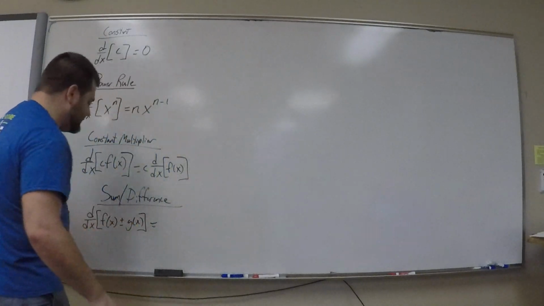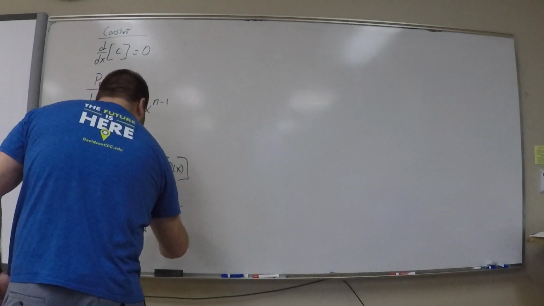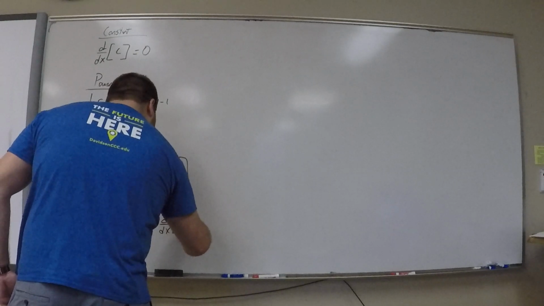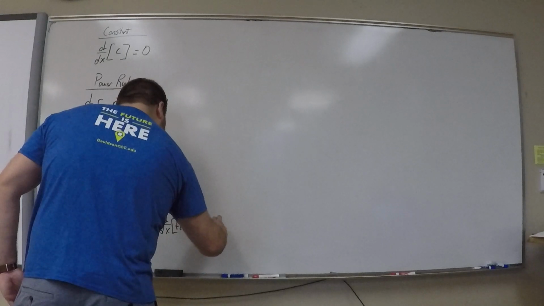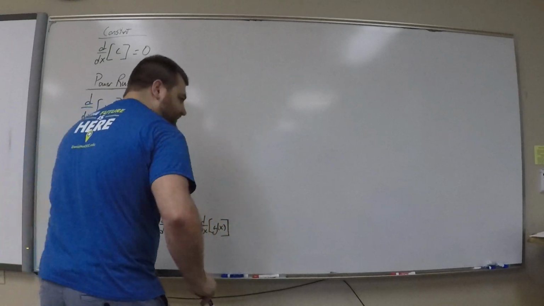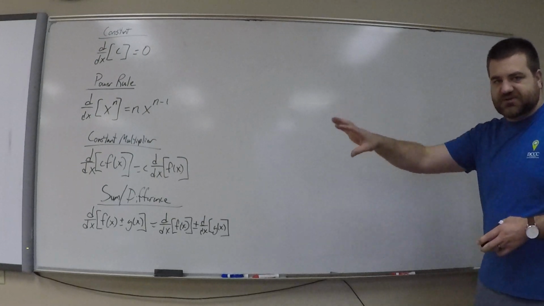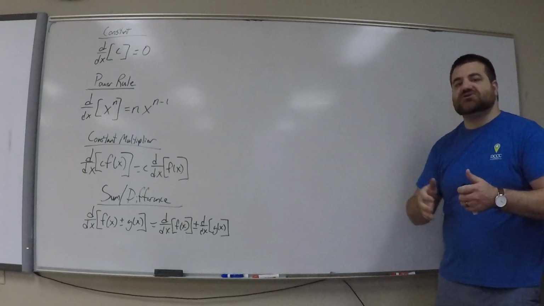But we can break up the derivative over the sum or difference and say this is equal to the derivative with respect to x of f(x) plus or minus the derivative with respect to x of g(x). In other words, we can break up the derivative over a sum or difference and take each part of the sum or difference and do the derivatives on those.